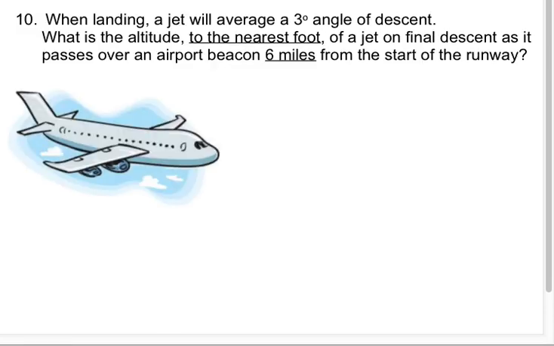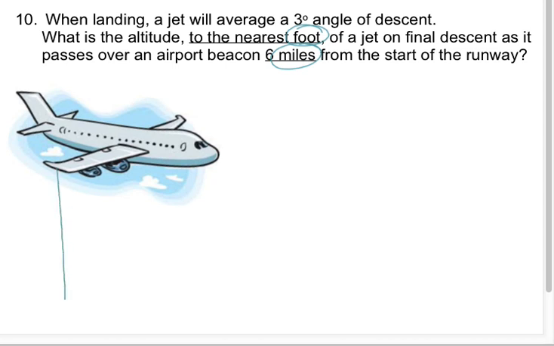Example 10. When landing a jet, will average a 3-degree angle of descent. What is the altitude to the nearest foot of the jet on a final descent as it passes over an airport beacon 6 miles from the start of the runway? Okay, so notice how it says foot and this is in miles. We've got to keep that in mind.